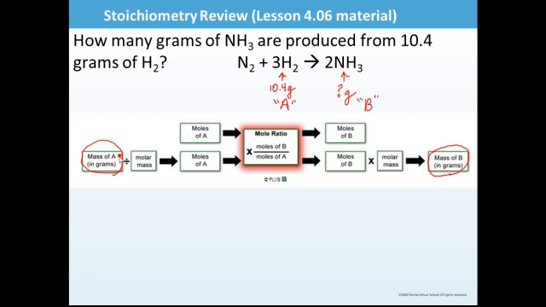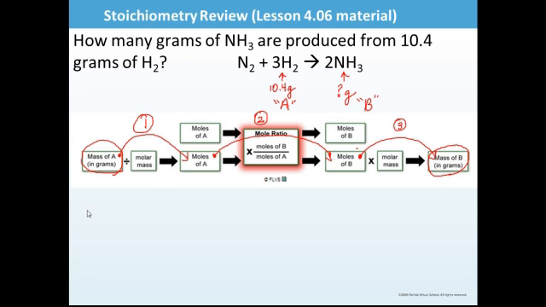So I'm starting with mass of A and I'm converting to moles of A. Once I have moles of A, then I have to make the long jump to moles of B. That's step number 2. Once I have moles of B, then I can convert to mass of B, which is step number 3. So this is a 3-step problem. Remember from 4.06 regular lesson, anytime you have grams of one chemical and you need to convert to grams of another, it will always be at least 3 steps.